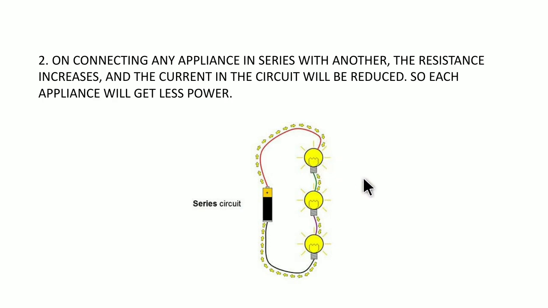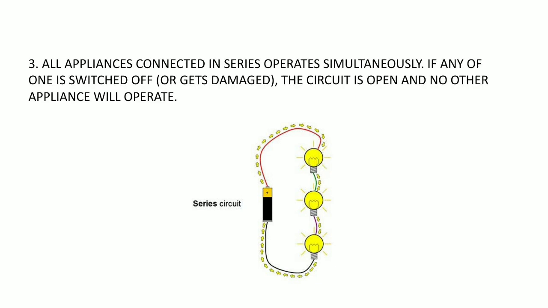Okay, so as the resistance increases, the current will also decrease. So when there is a decrease in current, each appliance will get less power, so they will glow less brightly. All right, so that is disadvantage number 2. And the third one is, all appliances connected in series operate simultaneously. If any one is switched off or gets damaged, the circuit is open and no other appliance will operate.